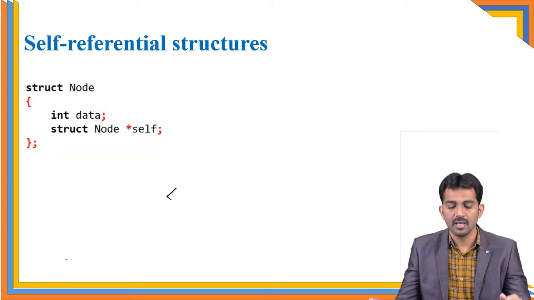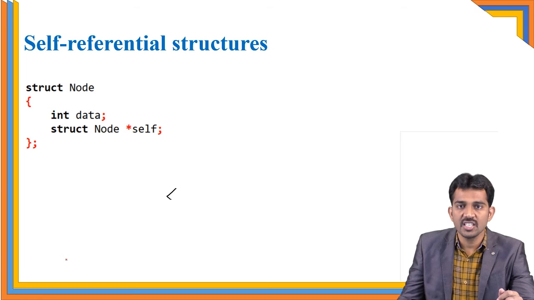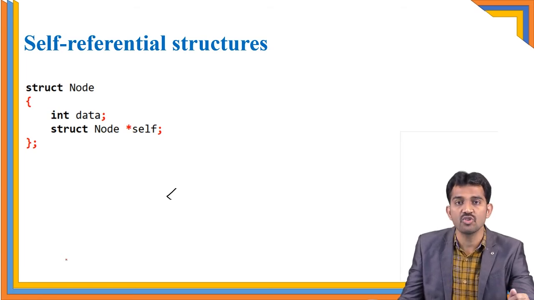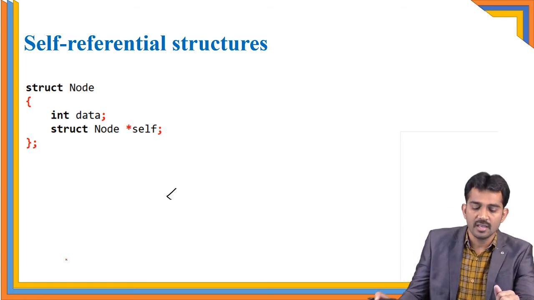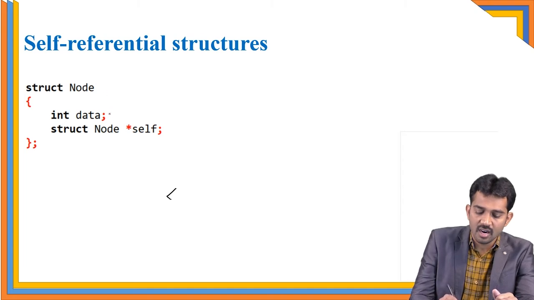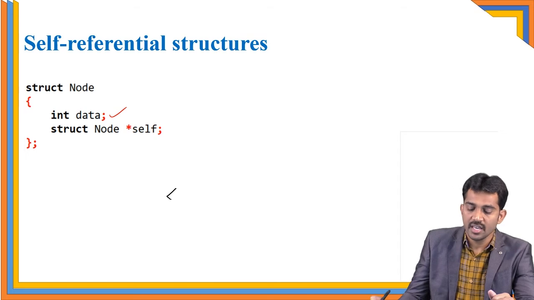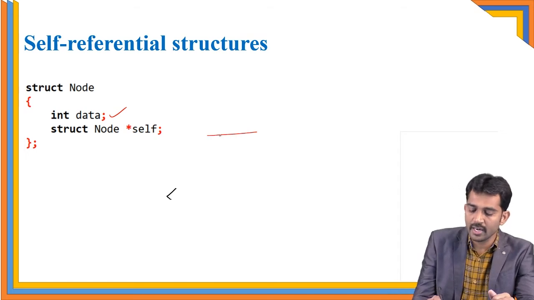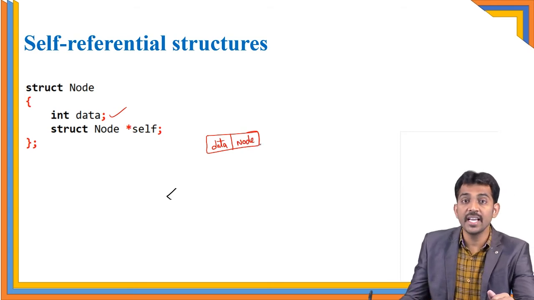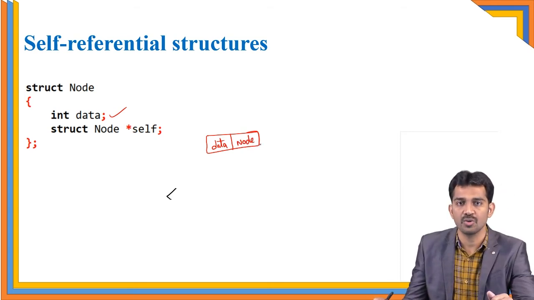Next, one more thing. Referential structure means one structure refers to itself, which is called a referential structure. See, here this is the data, and here what is that? Struct node *self means it is going to create a compartment like this. This is the data part and this is the node part, which is going to point to the next structure address it is going to store.